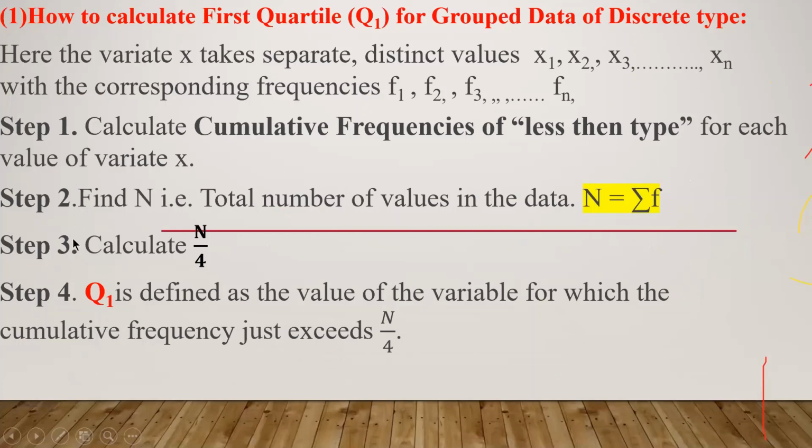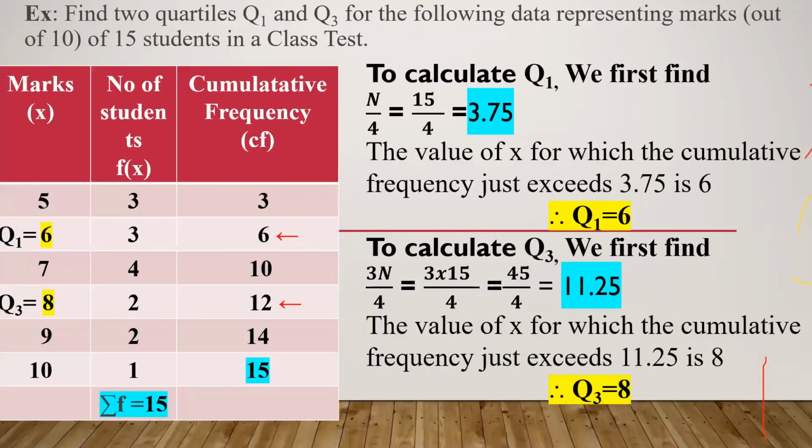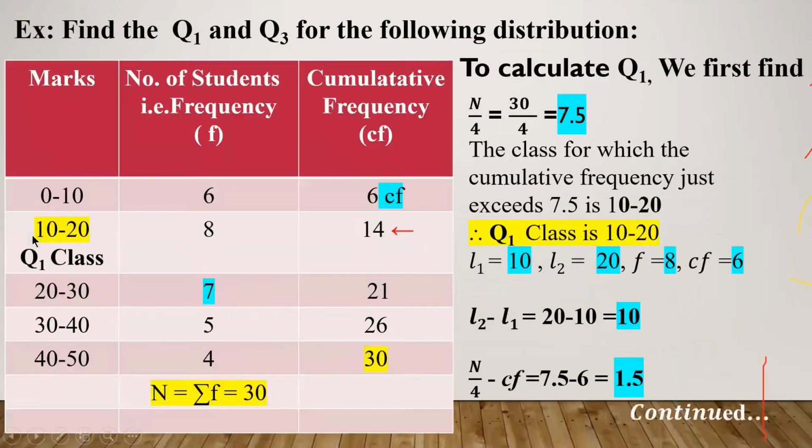Only the difference is in discrete type of data, in the step 4, you directly get the value because it's a discrete type of data. So here actual values are given. So you will directly get the value. Whereas if the class intervals are given, that means if the continuous type of data is given, then you will not get the direct value. You will only get the class. You will only get that your value will lie between that class. See here. So for finding out the value, you have to actually apply the formula. So one step is more in calculation of Q1 and Q3 for the continuous type of data.